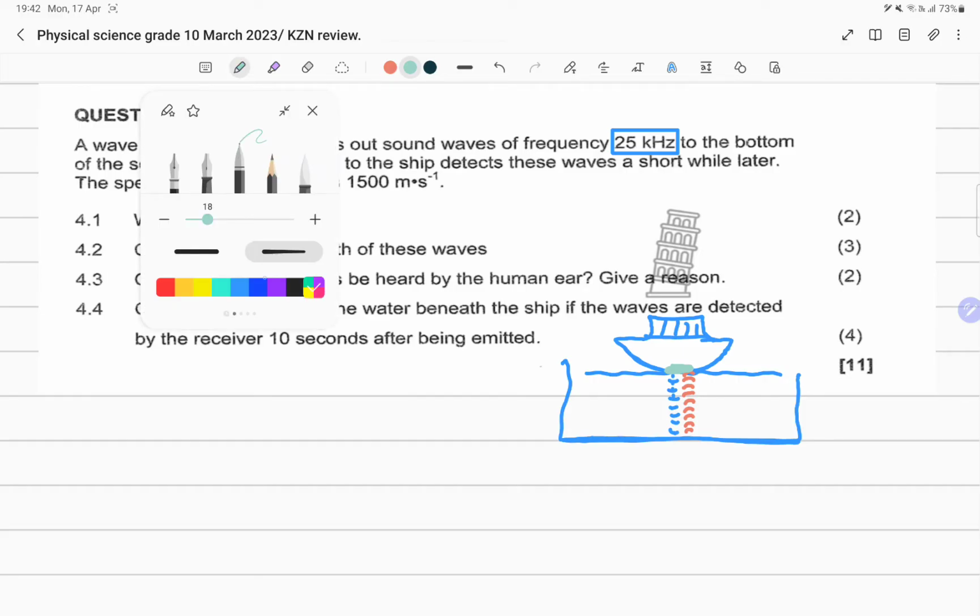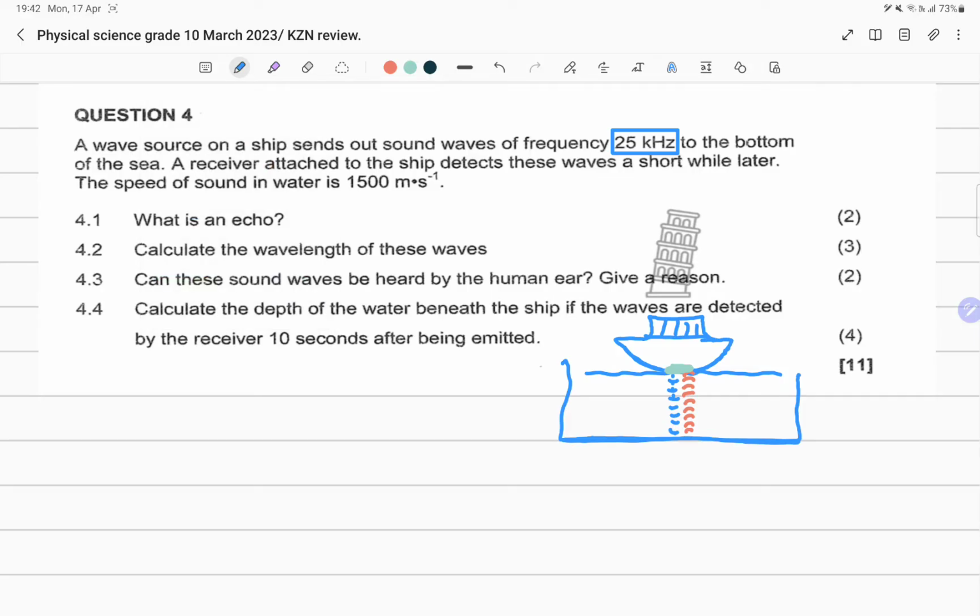Now let's go on and answer some questions. When you're not provided a diagram, please try to draw your own so that you can make sense of the situation. So basically, if we're told that it took some 10 seconds, or it says a while later, it doesn't tell us how many seconds it took.